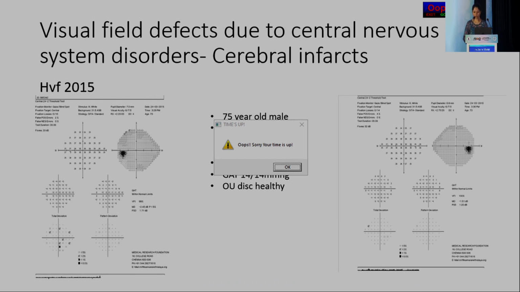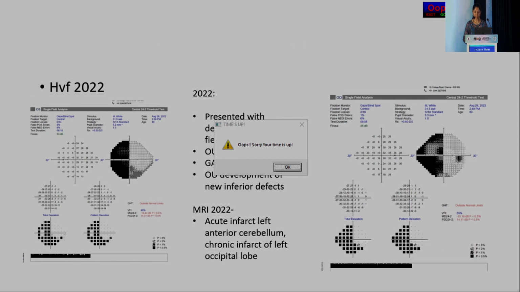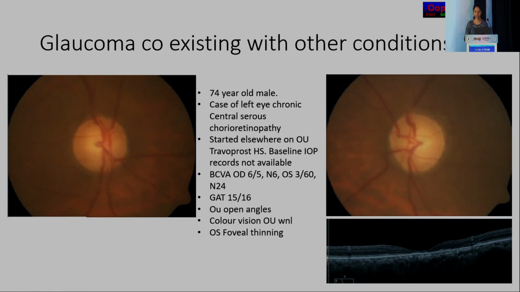This is a case of a 75-year-old glaucoma patient presenting with visual field defects. In 2015, fields were normal. In 2017, when he came, he had a left homonymous hemianopia. The discs were stable in both eyes. Neuroimaging showed an infarct corresponding to the defects. Again in 2022, there was worsening of the defects in the inferior hemifield, though the disc was stable. Repeat neuroimaging showed another infarct in the left anterior cerebellum. So any new defect appearing in a glaucoma patient without changes in the disc, always rule out other causes. Glaucoma can coexist with other conditions also.